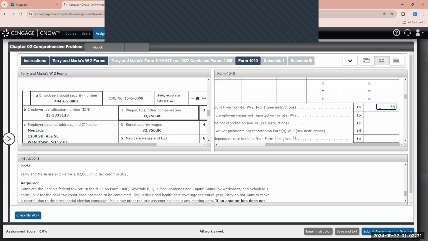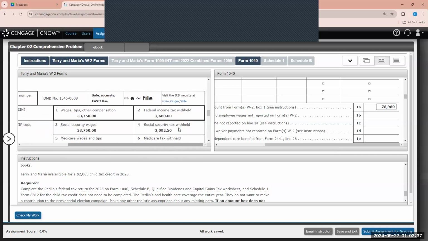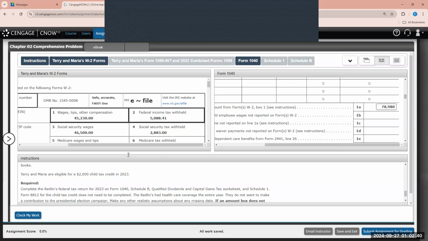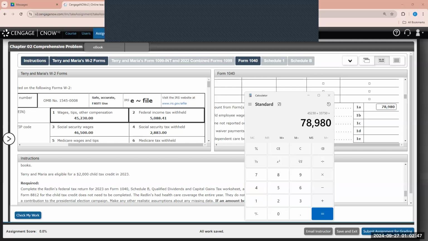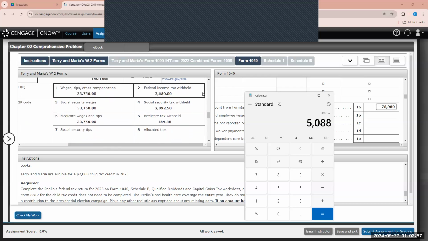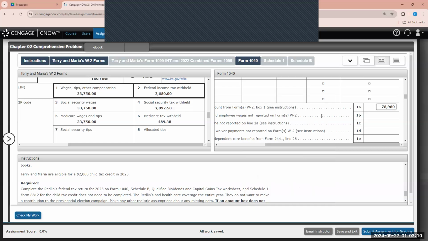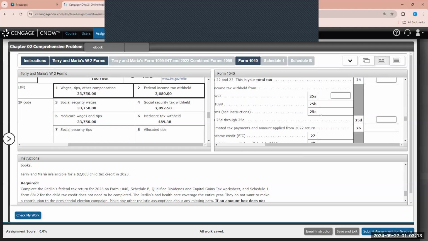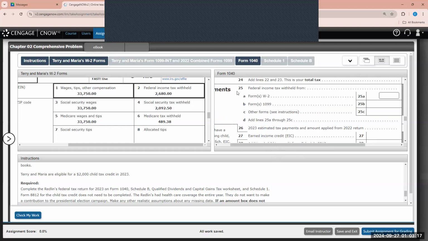So when we add the two, the total wages as reported on Forms W-2 is $78,980. And since we already have the W-2s open, we might as well calculate the federal income taxes withheld that would be reported on Form 1040, line 25a. So if we look at box 2, for Terry, the total federal income taxes withheld are $5,088. And for Maria, the federal income taxes withheld are $2,680. So the total federal taxes withheld are $7,768. And as mentioned, the total federal taxes withheld is reported on Form 1040, line 25a.